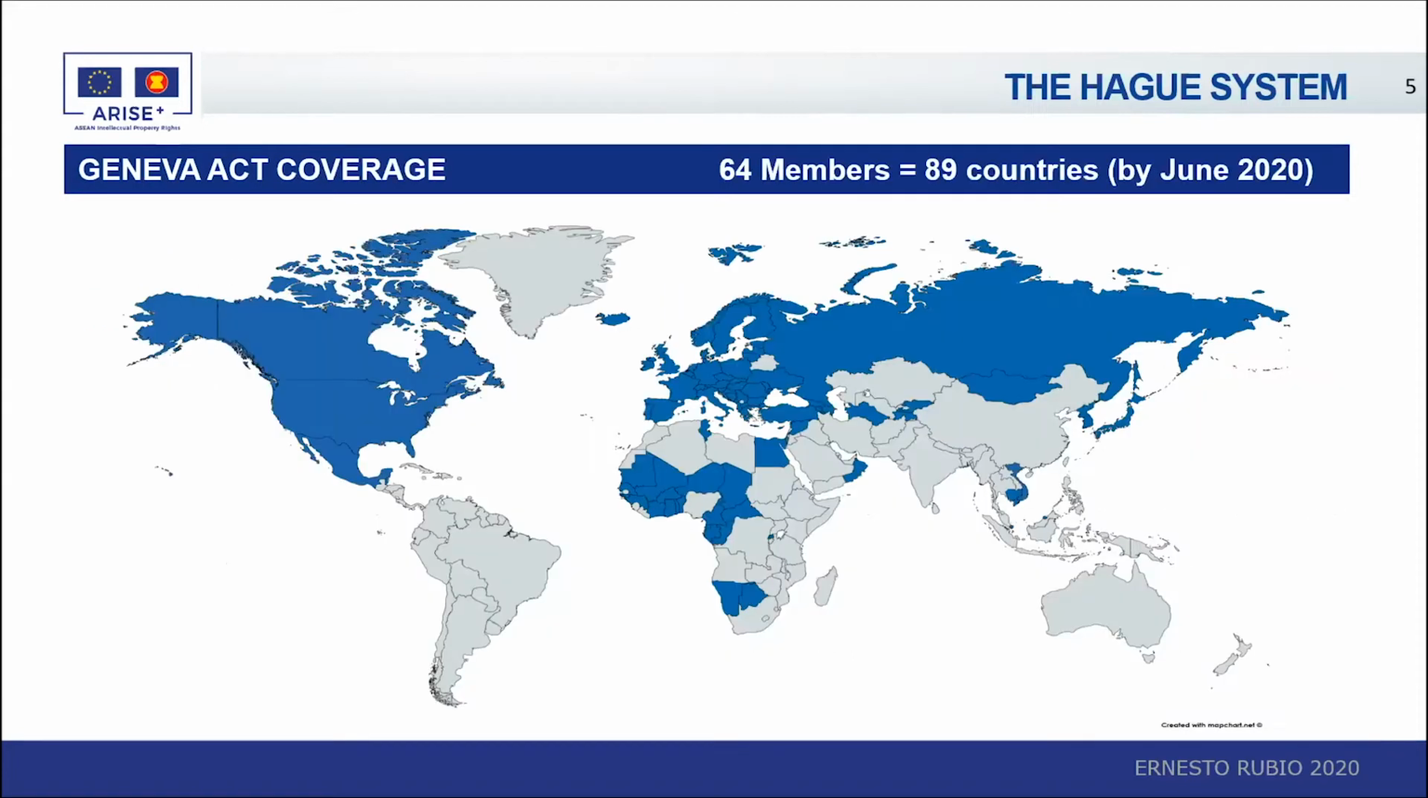And here is the current geographical coverage of the Geneva Act. 89 countries that are either direct members of the Geneva Act or at least members of one of the 2 intergovernmental organizations that are members of the Act.